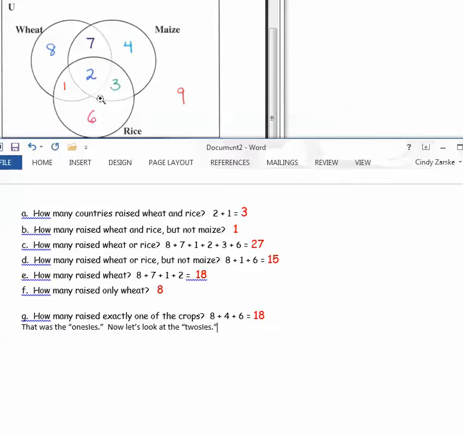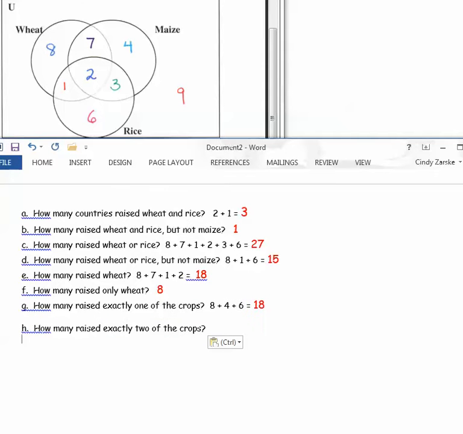That was the onesies. Now let's look at the twosies. How many raised exactly 2 of the crops? 8, 4, and 6 are the onesies. The twosies are in between the circles. 7 plus 3 plus 1 equals 11.